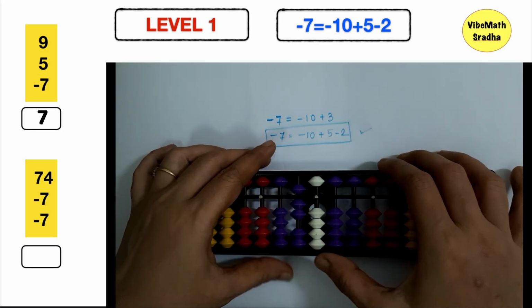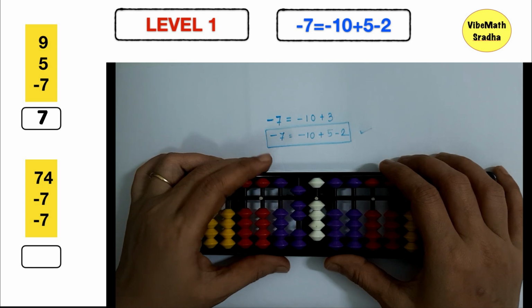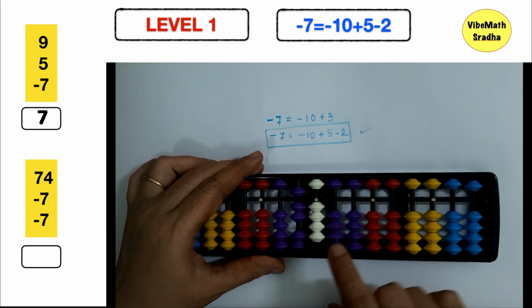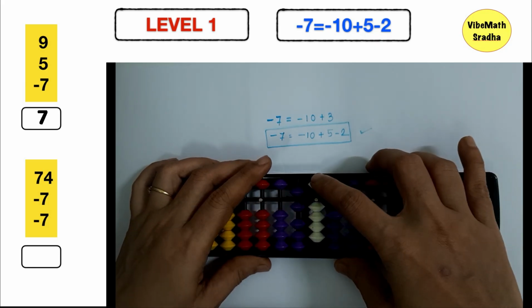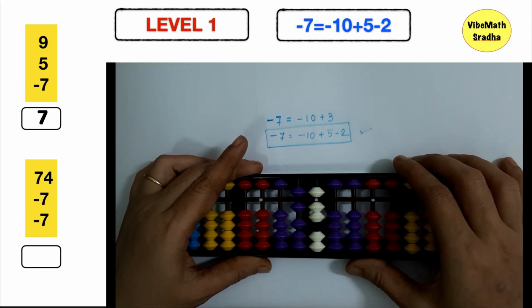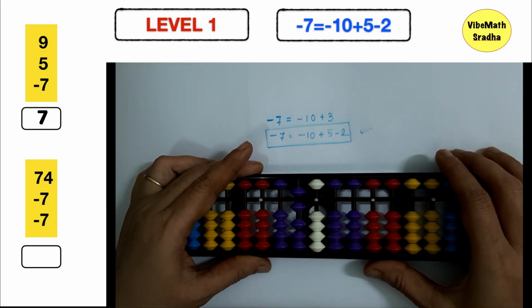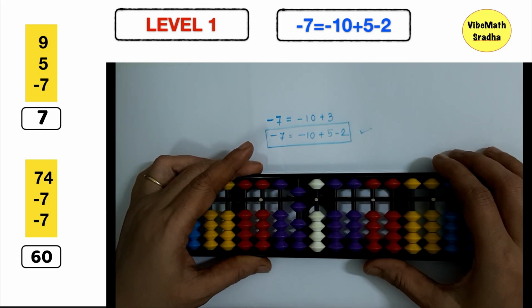So, 74 minus 7 is, here we can't subtract 7 directly. Also, it is not possible to apply the big friend subtraction of 7. So, in this case we have to apply the combination subtraction of 7, which is minus 10 plus 5 minus 2. Then we need to subtract 7 again. So, it can be done directly. This is minus 7. So, answer here is 60.